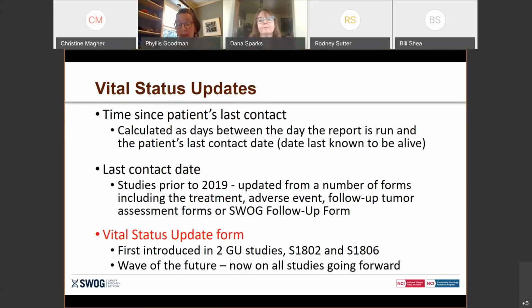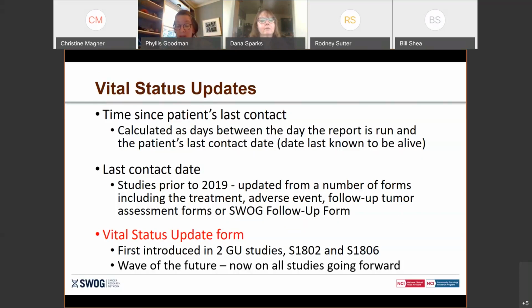For posting vital status expectations, we use the patient's last contact date to calculate the patient's time since last follow-up. For determining last contact date, for studies activated prior to 2019, the last contact date is updated from any one of a number of forms that have a date on them, and this includes the treatment form, the AE adverse event form, the follow-up tumor assessment form, and the SWOG follow-up form.